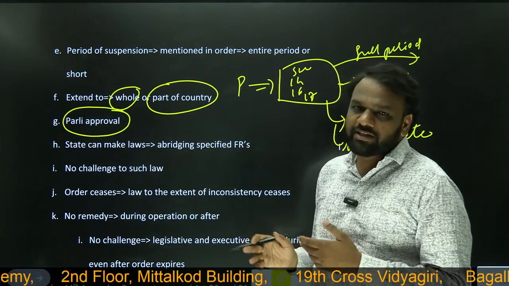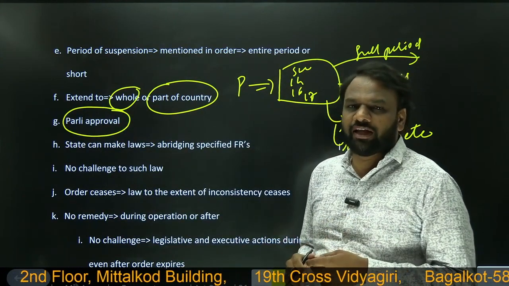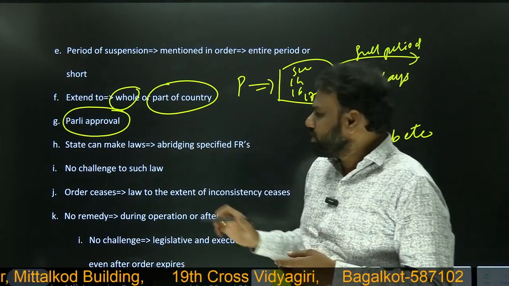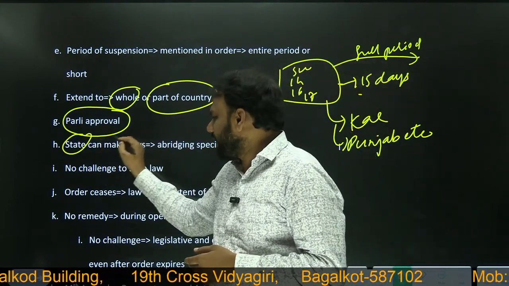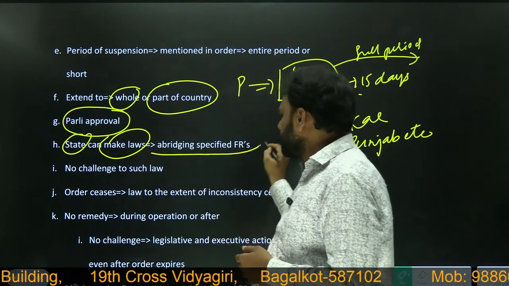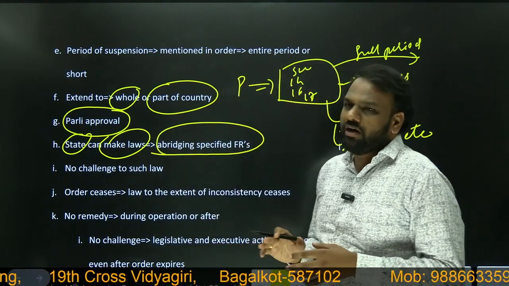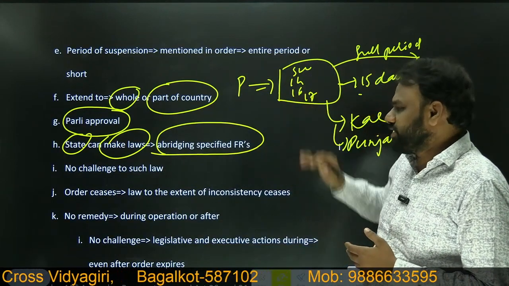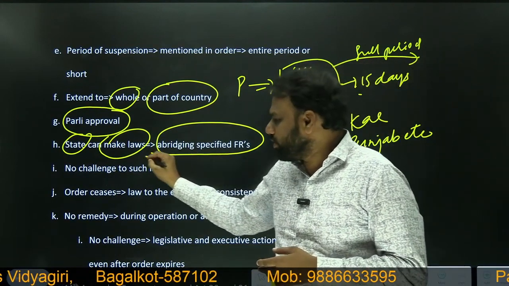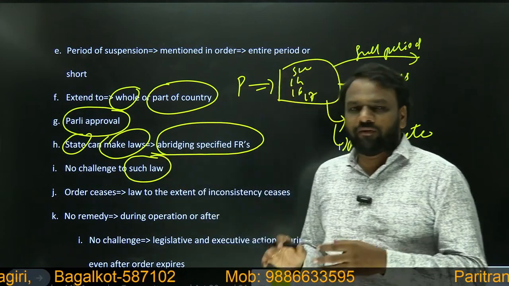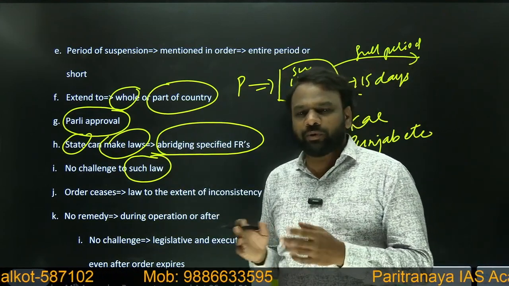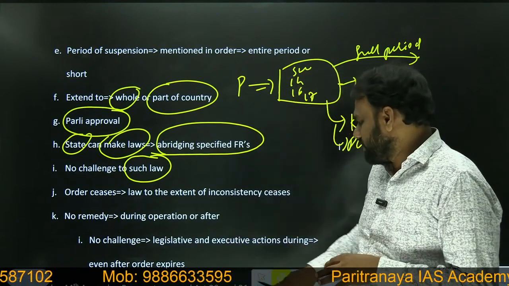Next, as we saw with respect to the suspension of Article 19, similarly, when these articles are suspended, the state, meaning the central government, can make laws abridging the specified fundamental rights. It means we can make a law which violates the fundamental rights mentioned here. Next, same, no challenge to such law. Whatever law the central government has made cannot be challenged in a court of law, whether it is the Supreme Court or a High Court.